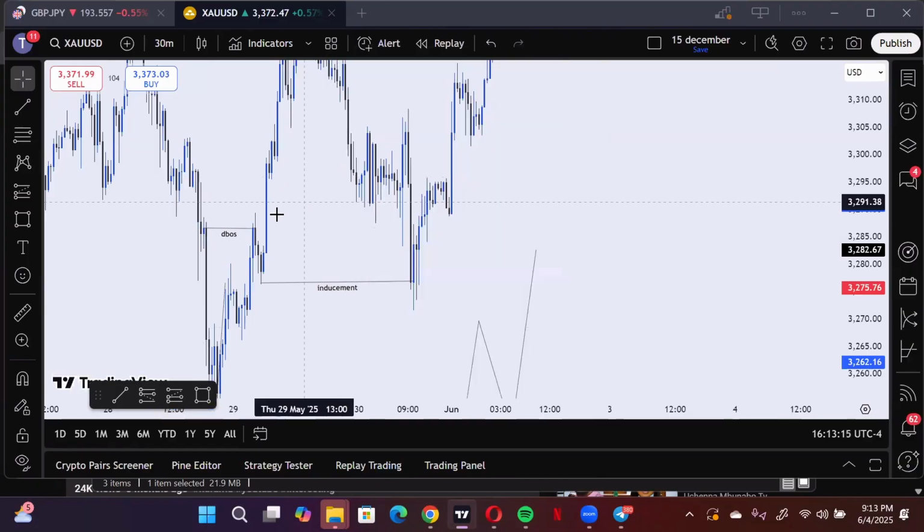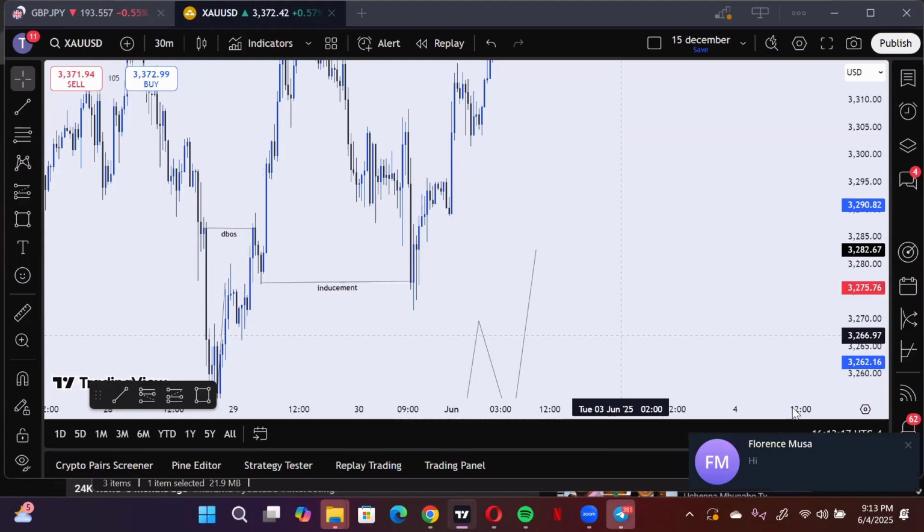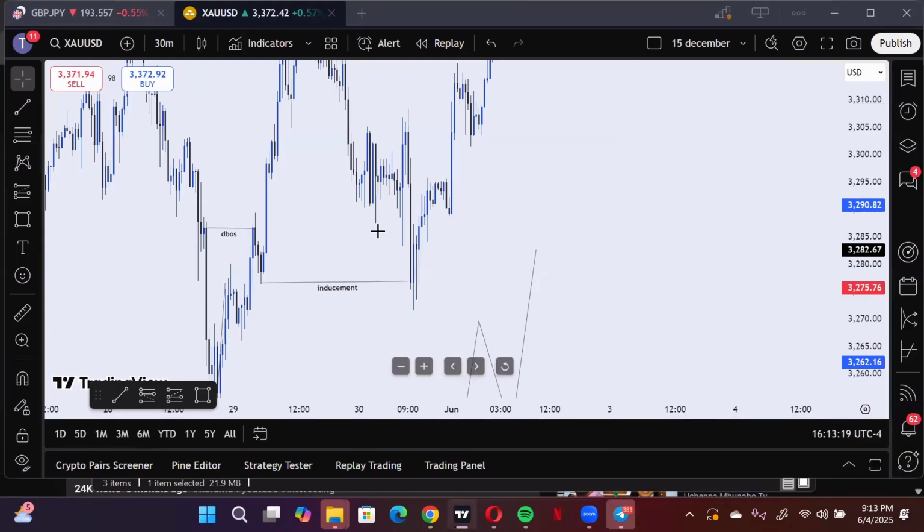After that, the market pulled back and gave us our inducement before pushing back up. So we have what? We have two out of three. The first one is a double breakout structure. The second one is the liquidity, which is the inducement. So it's now time to look for the third one, which is the point of interest. And from this scenario, we're looking for an order block.